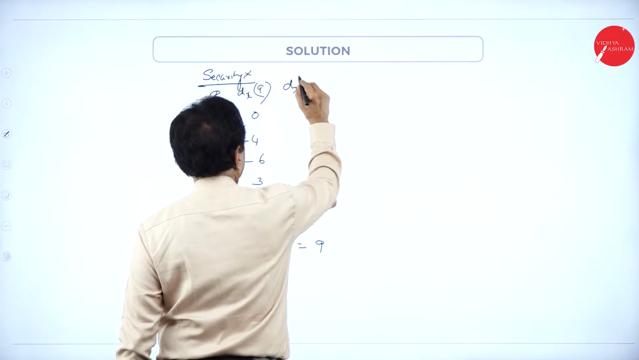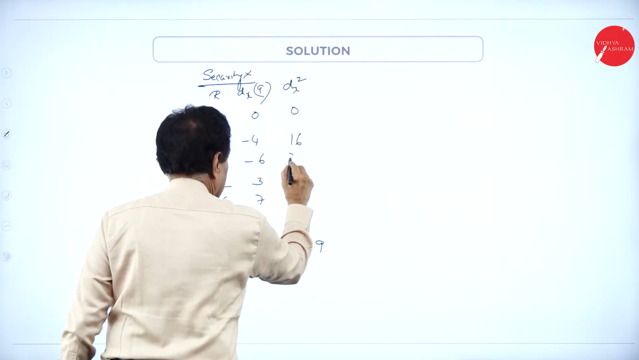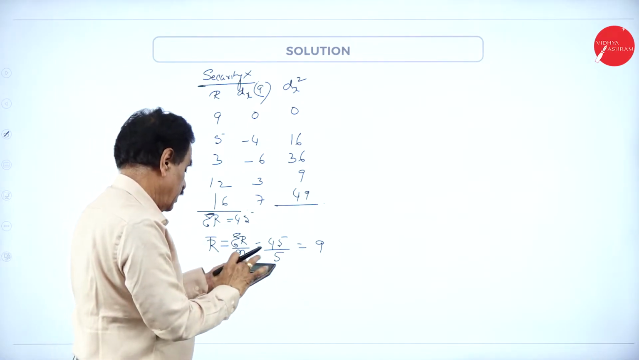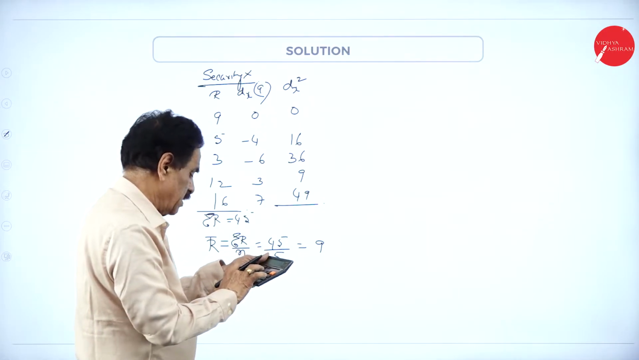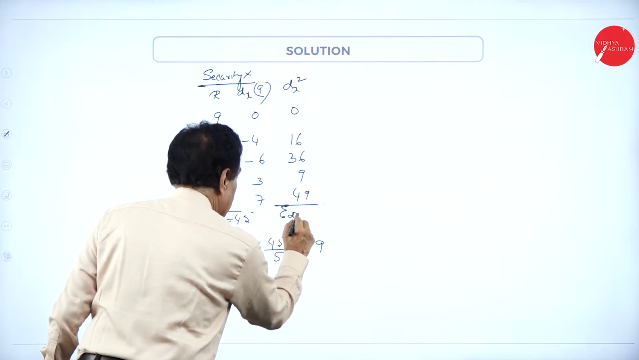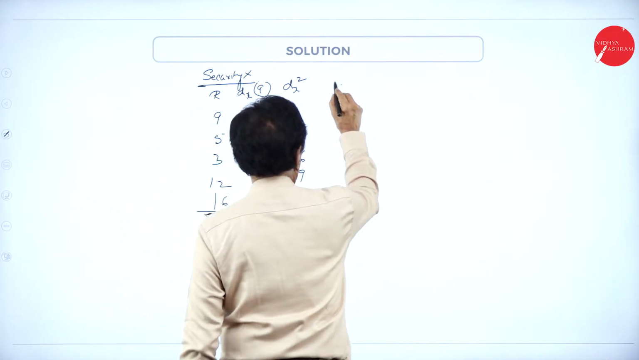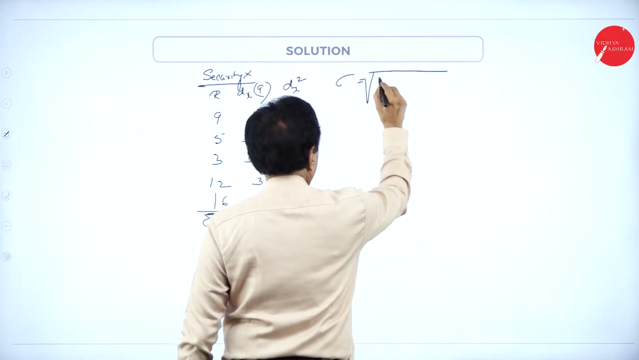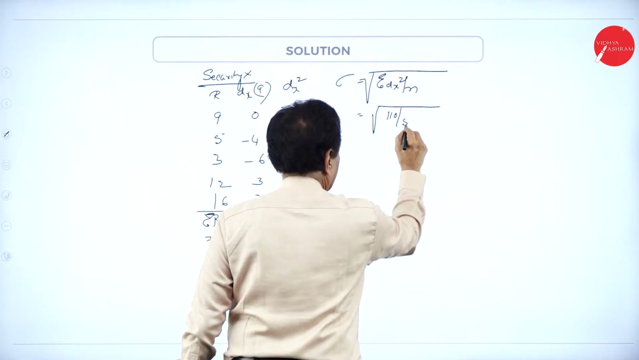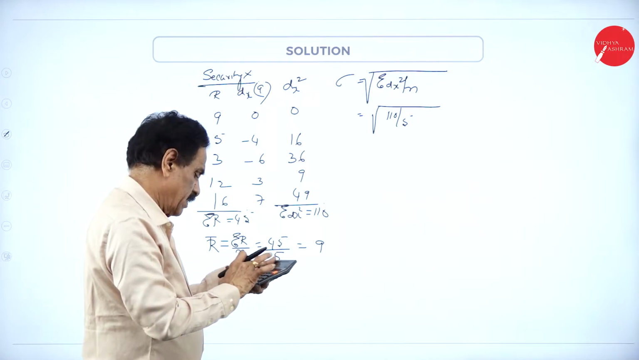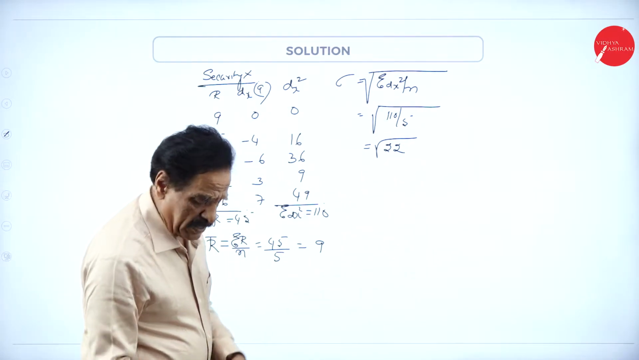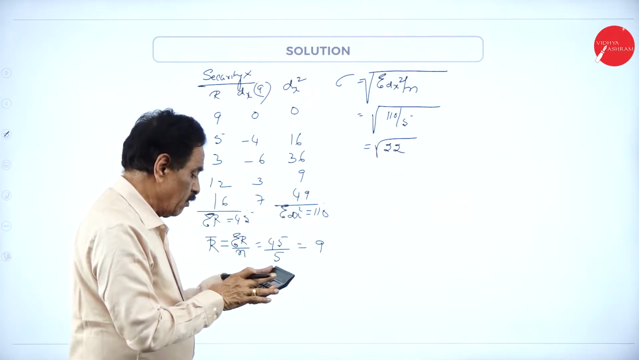Make the dx square: 0, 16, 36, 9, 49. Add the figures. This is 16 plus 36 plus 9 plus 49, which is 110. Sigma dx square is equal to 110. So standard deviation, or sigma, is equal to root of sigma dx square divided by n. That is root of 110 divided by 5. 110 divided by 5 is 22, so root of 22, which is 4.69.